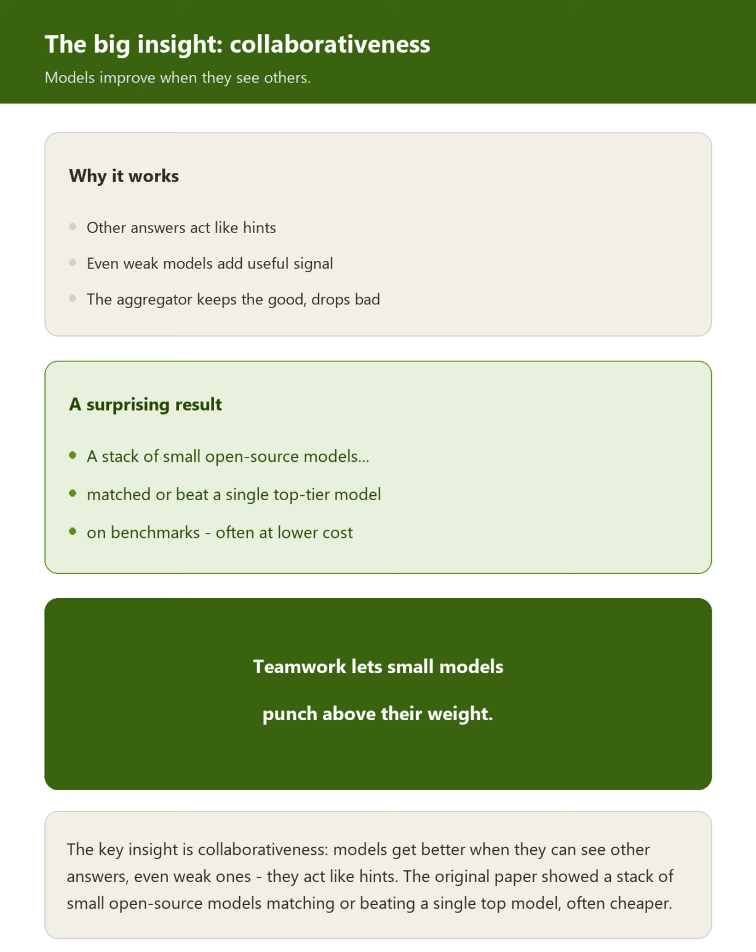A key insight from the research is something called collaborativeness. Models genuinely get better when they can see other models' answers, even from weaker models. The reference answers act like hints. A surprising result from the original MOA paper was that a stack of smaller open-source models, working together, could match or beat a single top-tier model on several benchmarks, often at a lower cost.